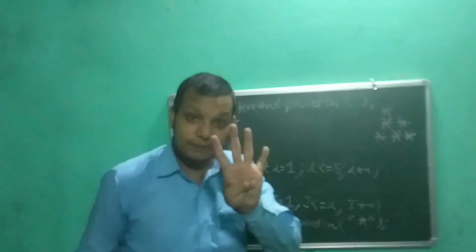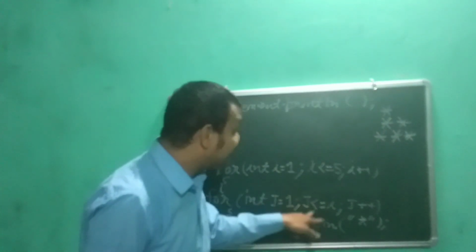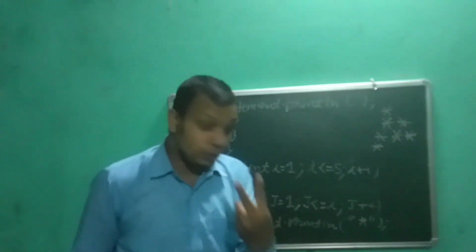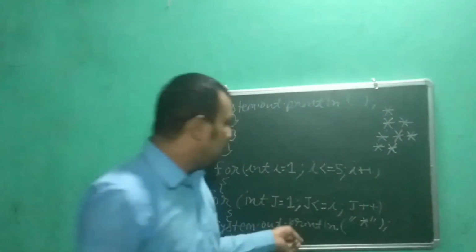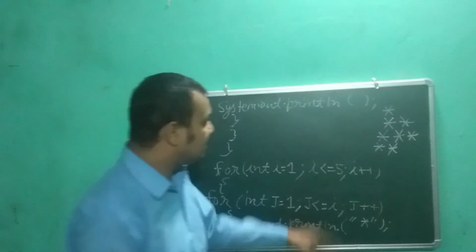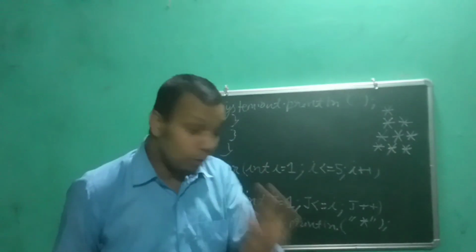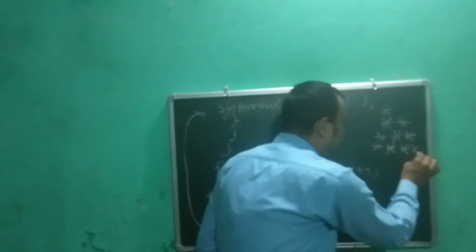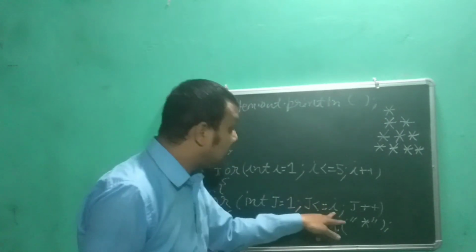i++. i becomes 4. Come down. j equals 1. 1 is lesser than 4. Condition true. Print a star. j++, 2. 2 is lesser than 4. Print a star. Then j++, 3. 3 is lesser than 4. Condition true. Print it. j++, 4. 4 is lesser than or equal to 4. Still condition is true. Printing is done 4 times. j++, 5. 5 is lesser than 4? Condition false. Change the line.